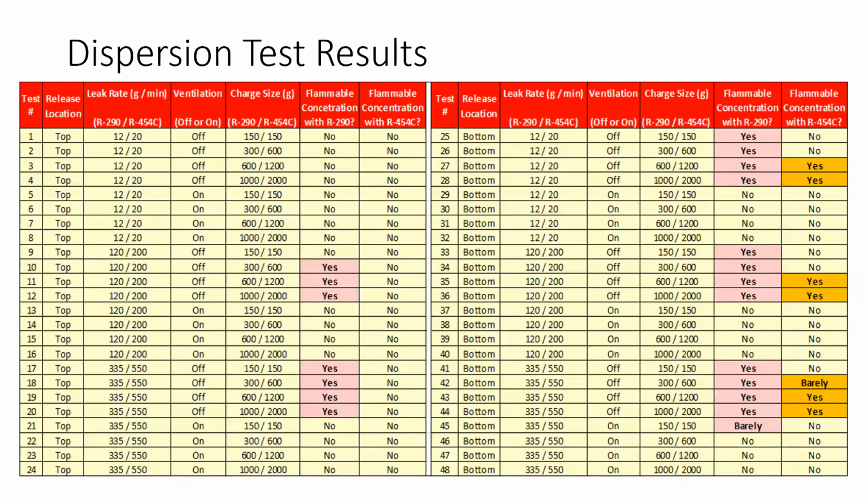So this is our first eye chart. This is a summary of the dispersion test results. And what I want you to focus on are the pink boxes and the orange boxes. The pink boxes are the scenarios where a flammable concentration was formed with propane. The orange boxes are the scenarios where a flammable concentration was formed with R454C. And what you can see is there are a lot fewer flammable concentrations formed with R454C. Next slide, please.